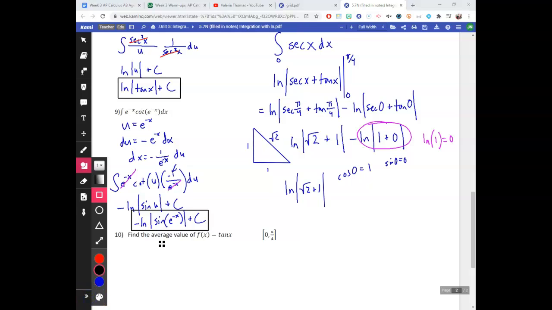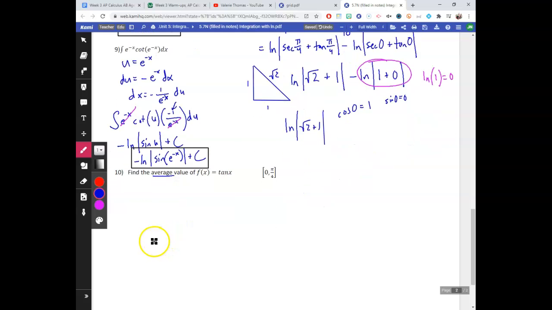Find the average value. So we're doing average value. You should be thinking, hey, 1 over the bounds, right? 1 over the difference of the bounds. So we're going to have the integral from 0 to pi over 4 of tangent of x dx. But to find the average, we want to multiply by 1 over pi over 4 minus 0, right?